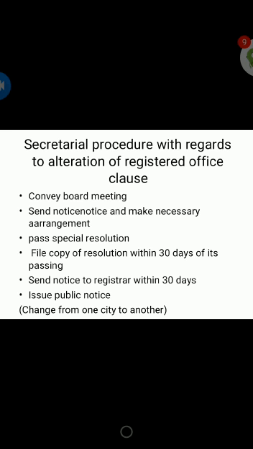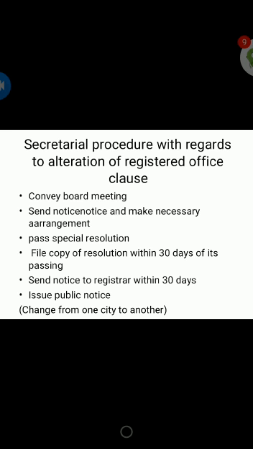So the first is to convene the board meeting. All the secretarial duties are somewhat similar, as we have studied the secretarial duties regarding the change of the object clause and name clause. Here also we see the same. For alteration of the registered office clause, there are some secretarial duties. Such duties include convening the board meeting.